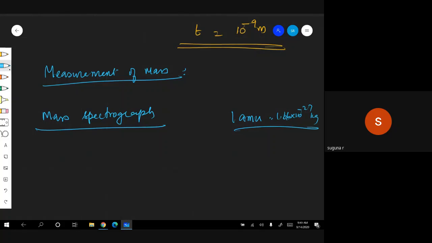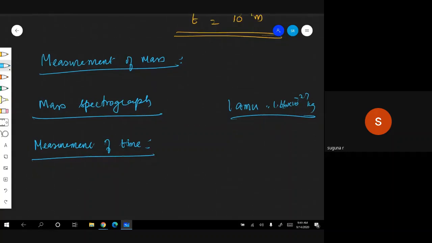Then my next one is measurement of time. There are different clocks available for measuring time. The solar clock is actually a sundial, which we were using in the olden days. The solar clock is based on the revolution of Earth around the sun.